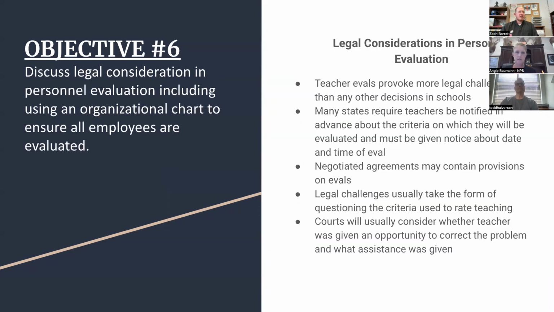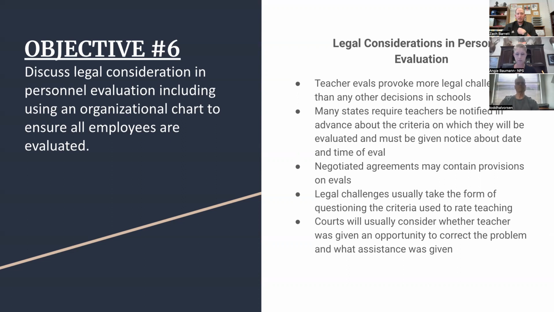And then the last thing talks about legal considerations and personnel evaluations. It says teacher evaluations provoke more legal challenges than any other decision that a school will make. We've talked about it already once in this chapter. Most states require teachers to be notified in advance of what they will be evaluated upon. I know in our district, we have teachers sign a paper that says that they've been informed and that they know what they will be evaluated upon. Negotiated agreements may contain provisions on evaluations, and legal challenges usually take the form of questioning the criteria that's used to decide if a teacher is doing well or not.